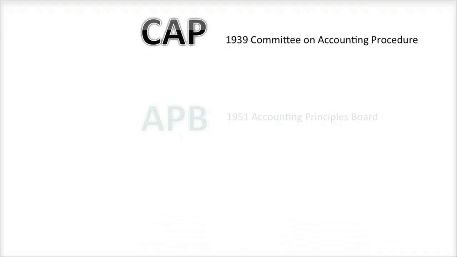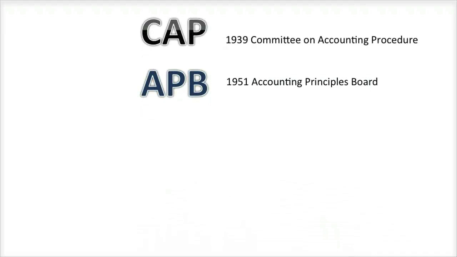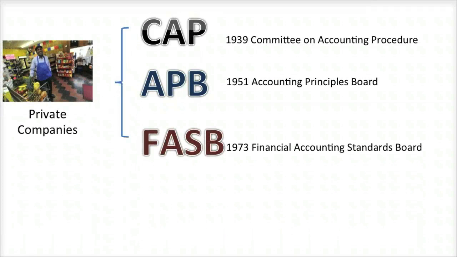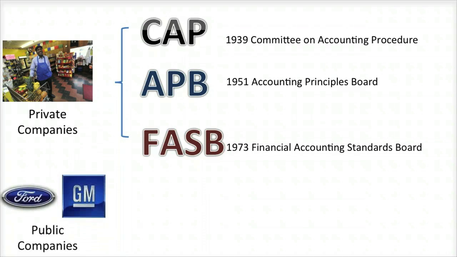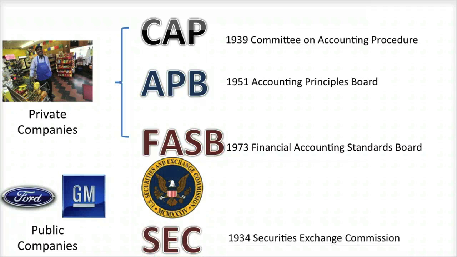use. US GAAP has been developed by a few different standard setters over the past several decades. The current standard setter of US GAAP for private companies is the Financial Accounting Standards Board, FASB. Legally, the current standard setter of US GAAP for public companies is the Securities Exchange Commission, SEC, but the FASB still plays a role in the development of US GAAP for public companies.